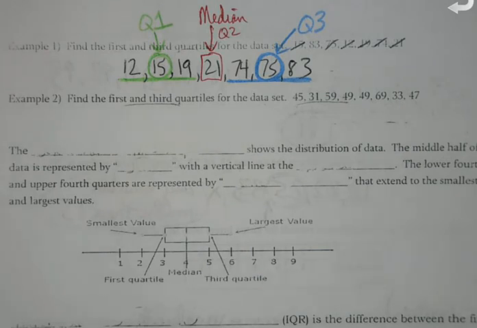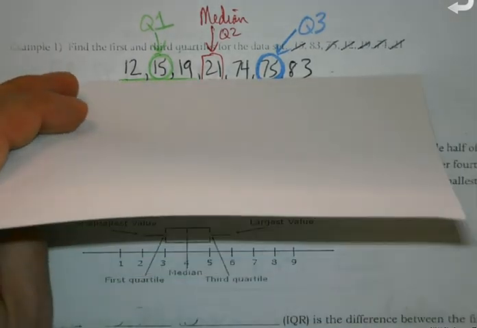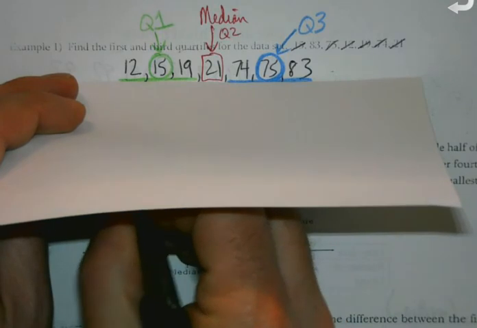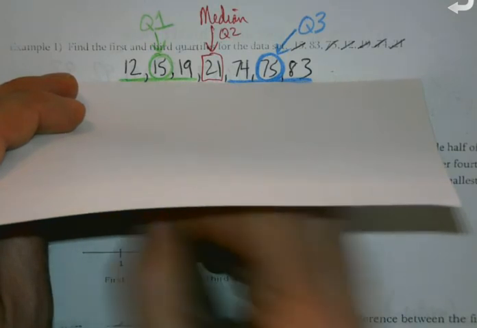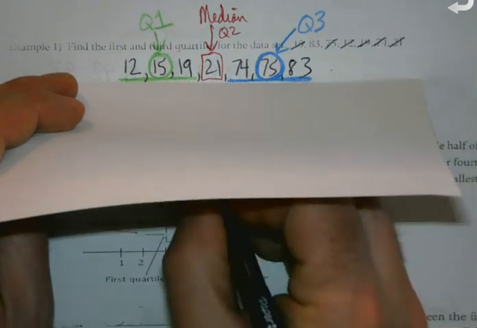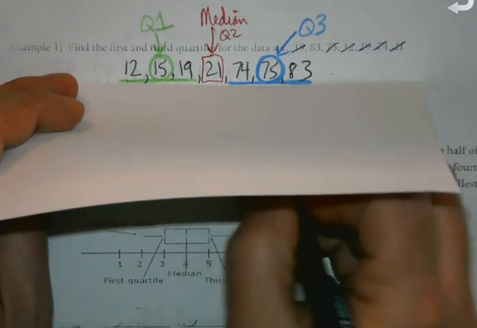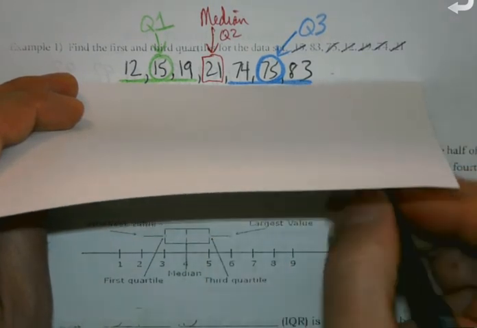So here's what I want you to do for a minute. On example 2, I want you to put these in order, and then I want you to find the first and third quartiles for each. So I am going to cover up what I have here for a minute, and I want you to put your values in order, and then find your median. And from there, you can do your 2 halves.